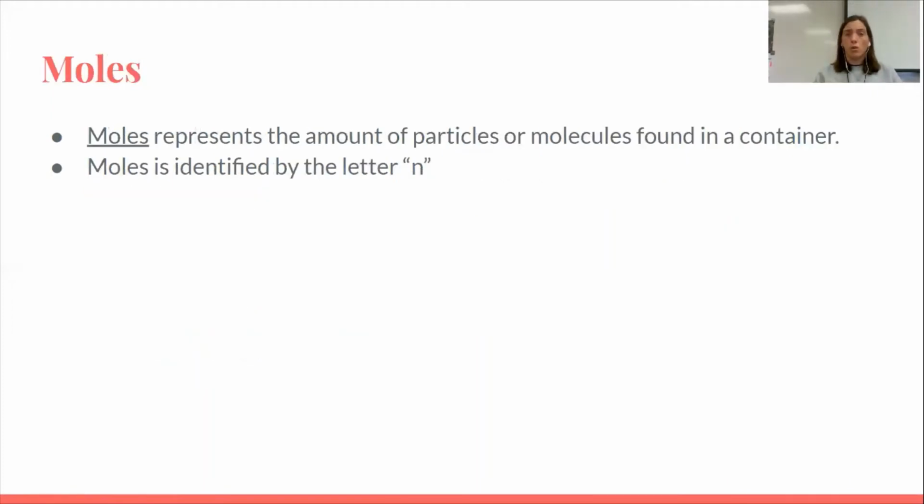Then we have moles. We've already talked about moles a few times, so hopefully you're starting to see that moles represents the amount of particles or molecules found in a container. Moles is identified by the letter N. So when we get to the equations later this week and you see the letter N, that stands for moles. They don't use the letter M for moles, which would make sense, because it's already being used for mass in meters. So they use the letter N to keep from getting confused. But again, moles is just talking about the number of particles of something.